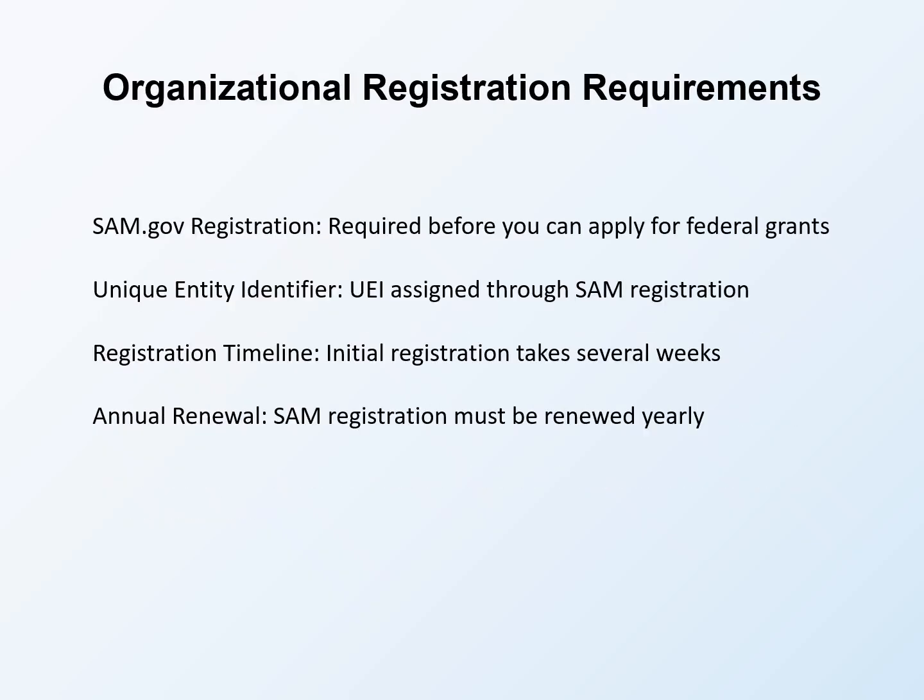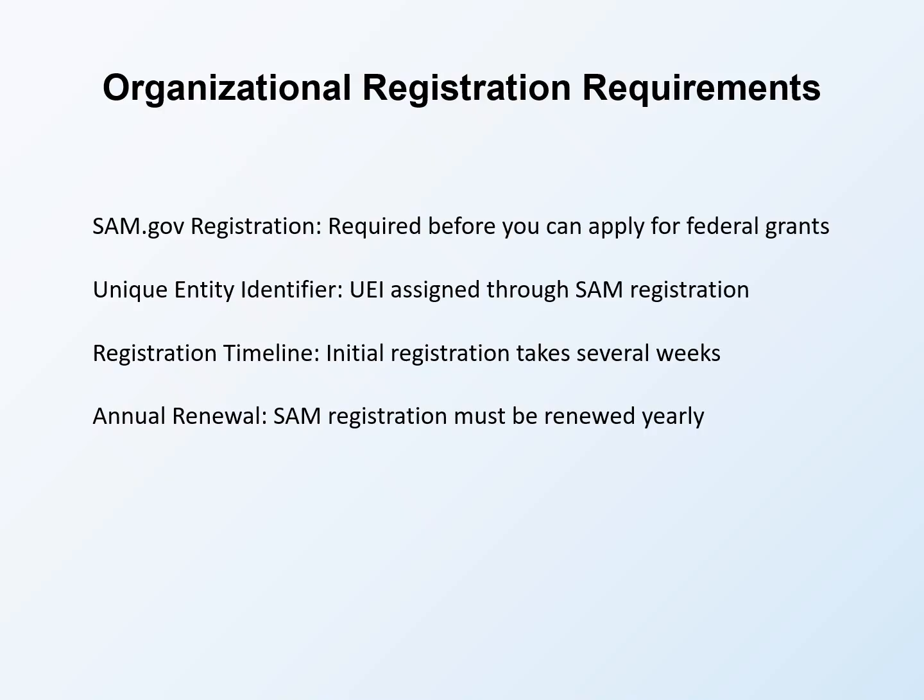Organizational registration requirements must be completed before your organization can submit federal grant applications. SAM.gov registration in the System for Award Management is required before you can apply for federal grants. This registration establishes your organization's identity in federal systems, collects required information about your organization, and connects to the Grants.gov submission system. Unique Entity Identifier, or UEI, is assigned through the SAM registration process.